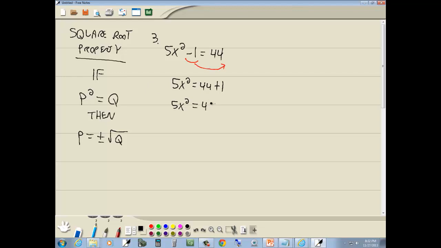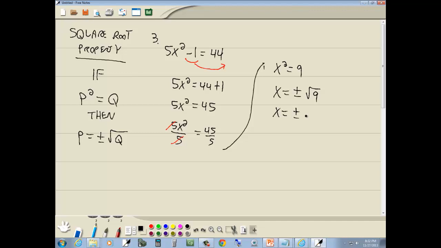44 plus 1 is 45. Now the entire left side is still not squared, just the x's, not the 5. So I want to divide both sides by 5. When I do that, those 5's are going to cancel. And we got x squared is equal to 45 divided by 5 gives us 9. Now the entire left side is squared, which is what this property says. So we got the entire left side squared. We'll drop our squared, and we'll put a plus or minus square root on the other side.